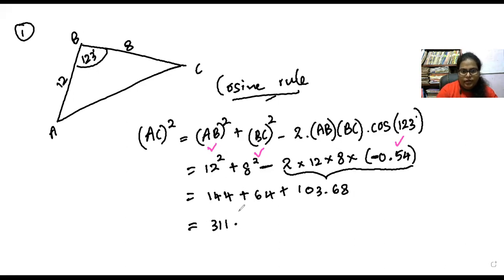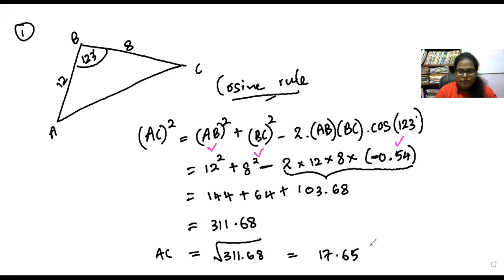So the summation becomes 311.68, right? To get the AC length, we have to take the square root of this, so it becomes 17.65, right? It is a decimal value, so you have to keep the answer to at least 2 decimal places, right? So this is the length of AC.